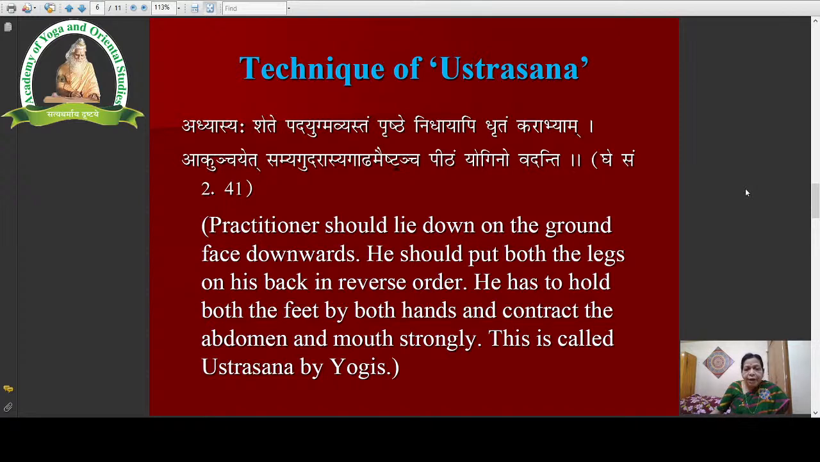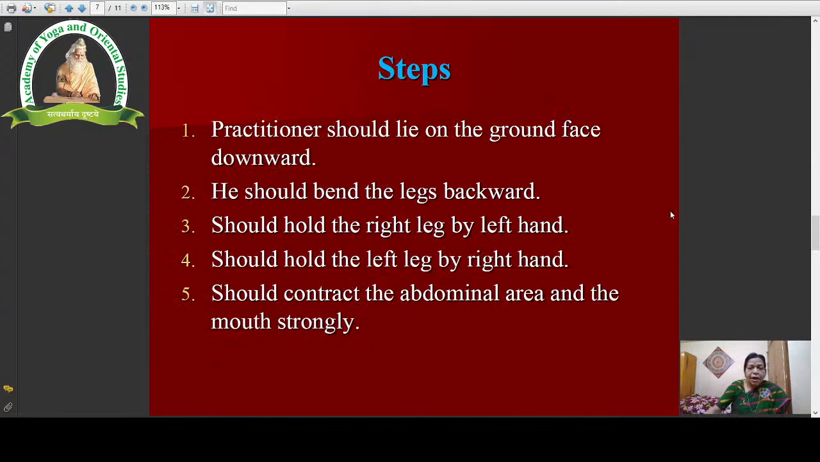So like this, one has to do the Ustrasana. He has to lie on the ground, face downwards. Then he has to bend both his legs and keep them in the backside, and hold both his legs by both his hands in reverse order. He has to hold the left leg by the right hand and the right leg by the left hand. Then only can he put both his legs in reverse order. Otherwise, he can't do it. Then he has to contract his abdominal area and the mouth strongly. This is called Ustrasana.